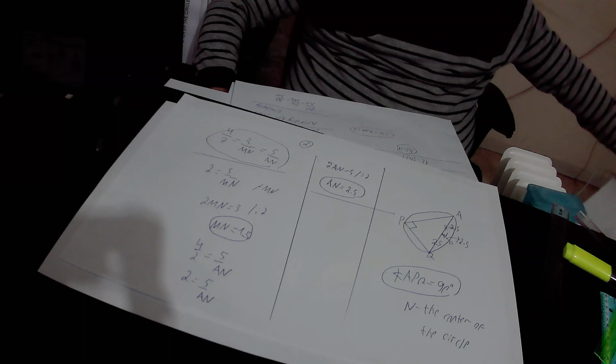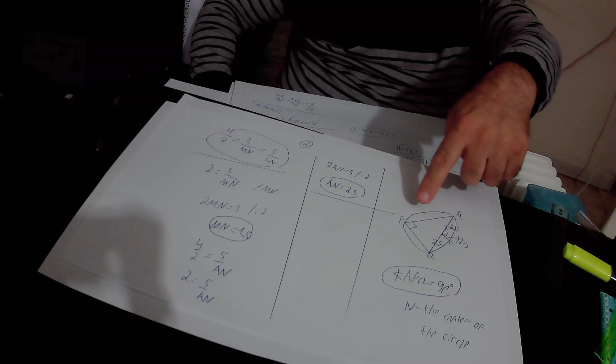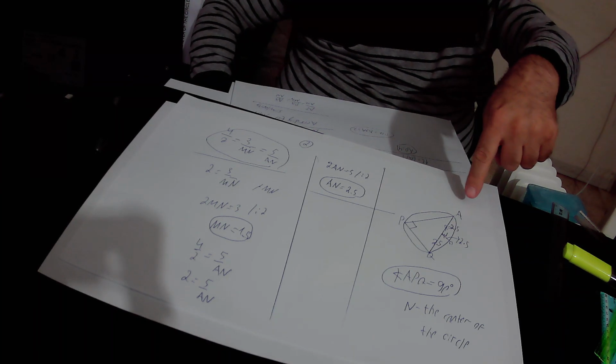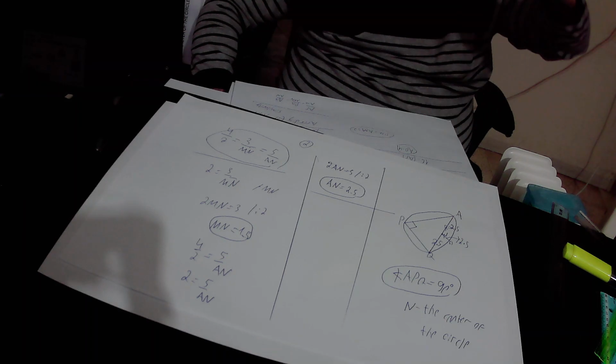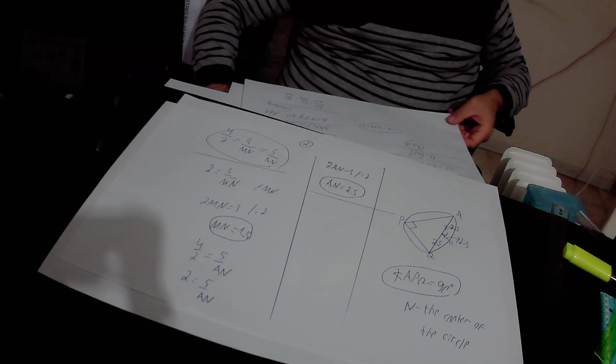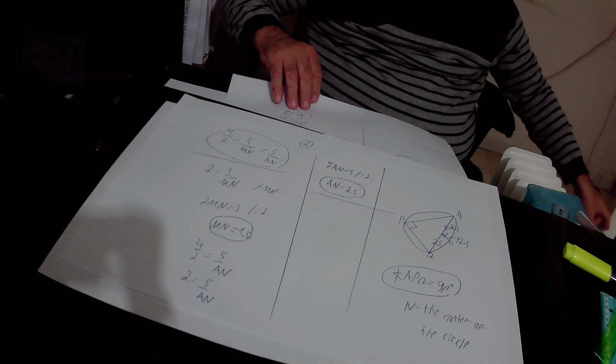We have the peripheral angle APQ that is equal to 90 degrees. Therefore, peripheral angle APQ rests on AQ, that is the diameter of the circle. Therefore, AQ is the diameter of the circle. Read again: AQ is the diameter of the circle.